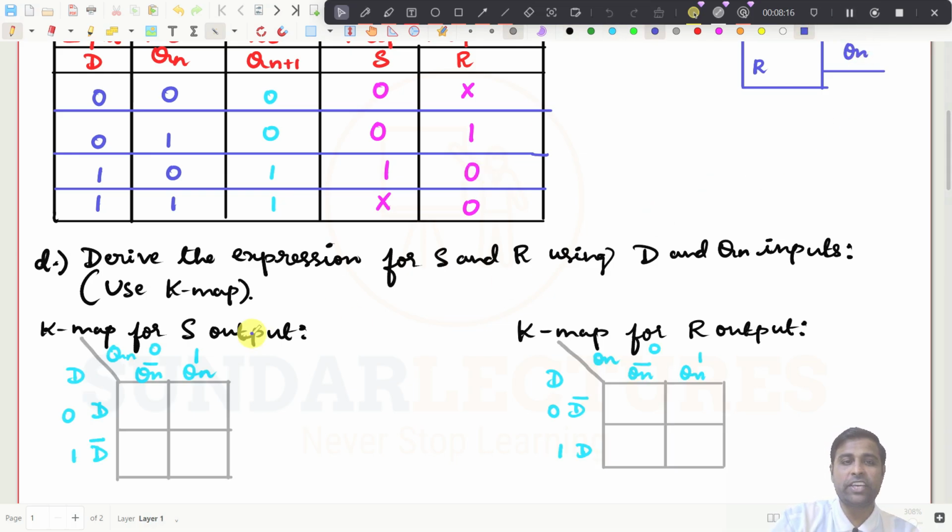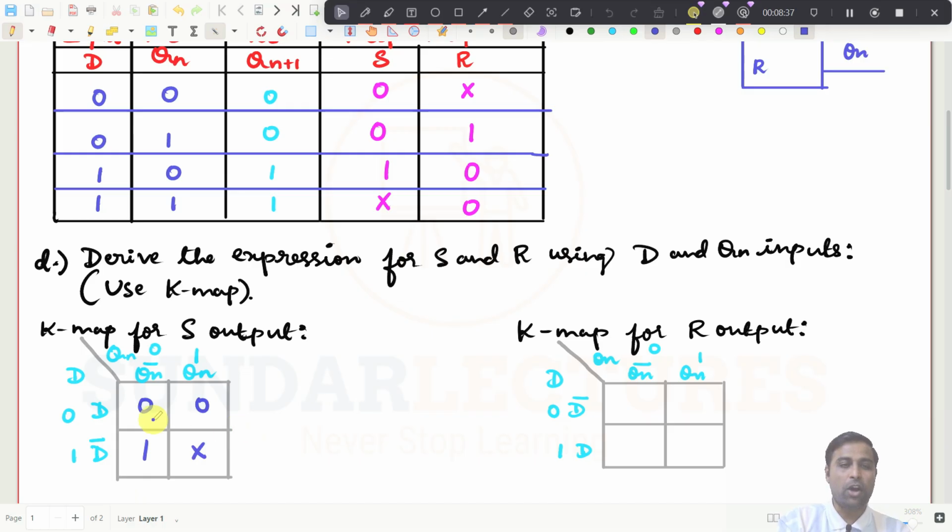Now you see here, I have just drawn the K-map. So this is D and then Qn. For 0, 0, what is the S here? It is 0. For 0, 1, what is the S here? It is 0. For 1, 0, it is 1. For 1, 1, it is X simply.